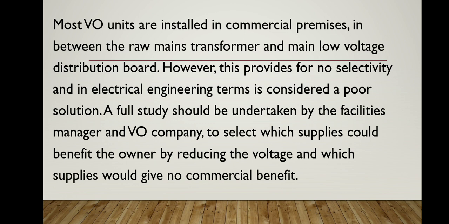Most VO units are installed in commercial premises in between the raw mains transformer and the main low voltage distribution board. However, this provides for no selectivity and in electrical engineering terms is considered a poor solution. A full study should be undertaken by the facilities manager and the VO company to select which supplies could benefit the owner by reducing the voltage and which supplies would give no commercial benefits.